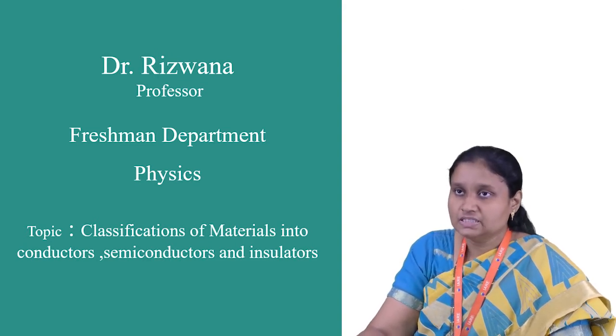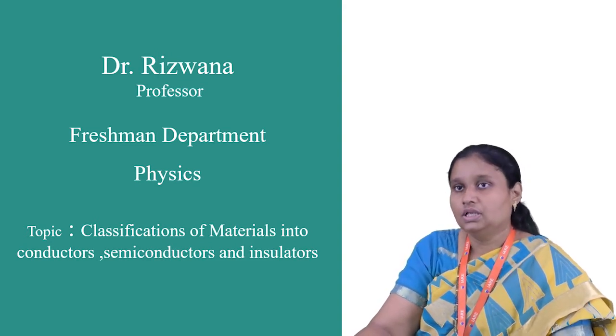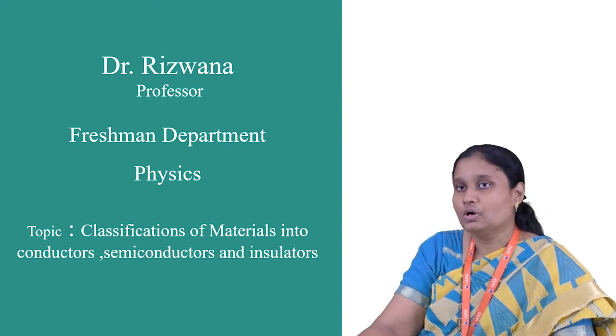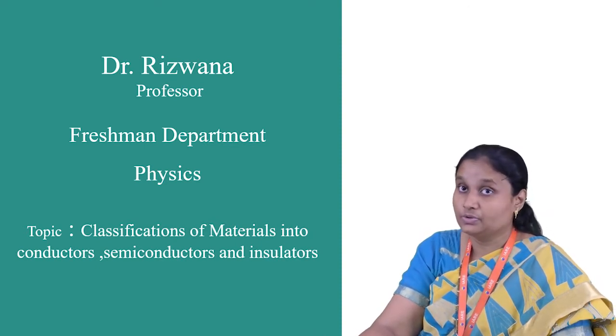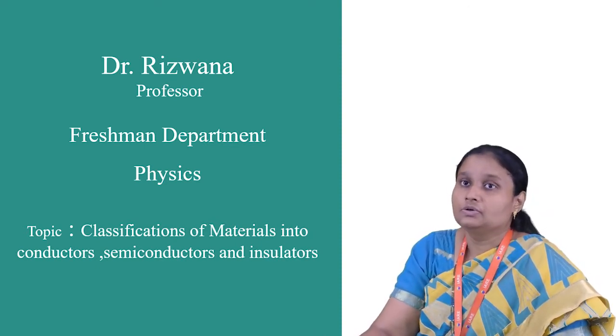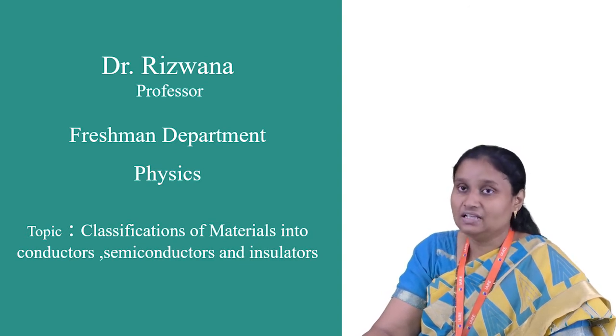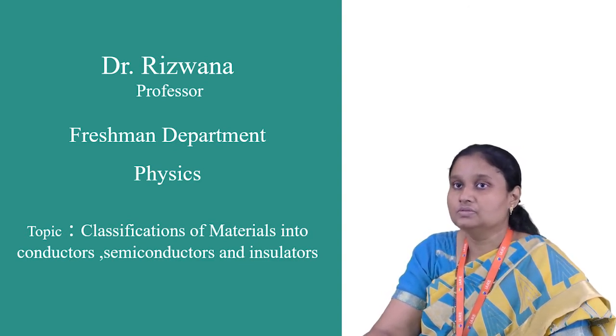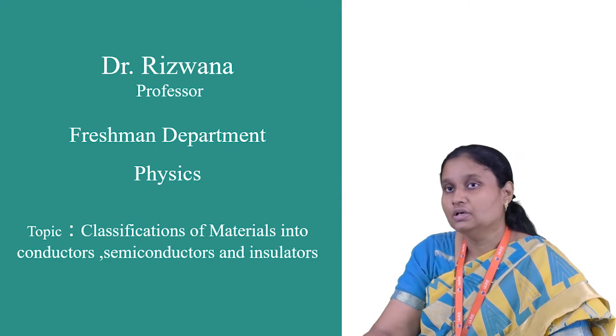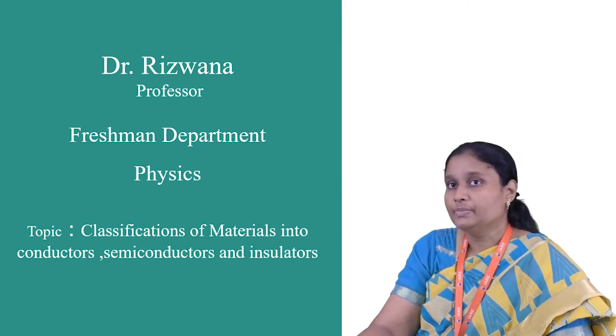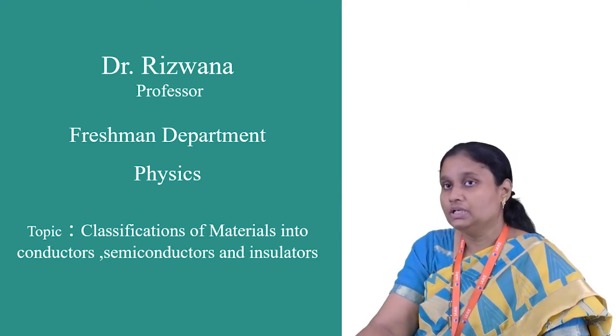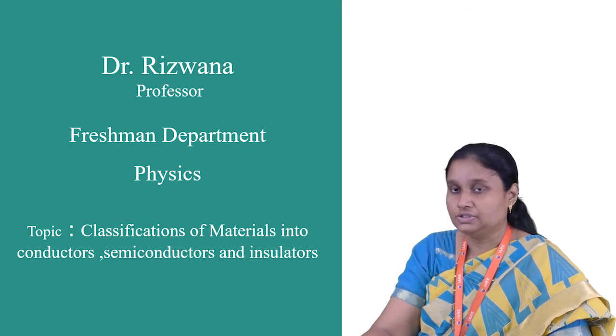In my previous video, we were discussing electron in a periodic potential, Bloch's theorem, and also the Kronig-Penney model. In the Kronig-Penney model, we have seen that when an electron moves in a periodic potential, it gives rise to allowed energy bands and forbidden energy bands.